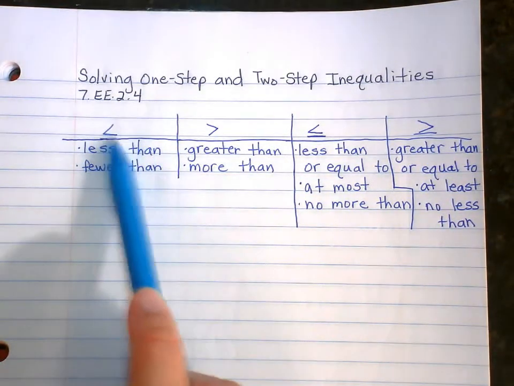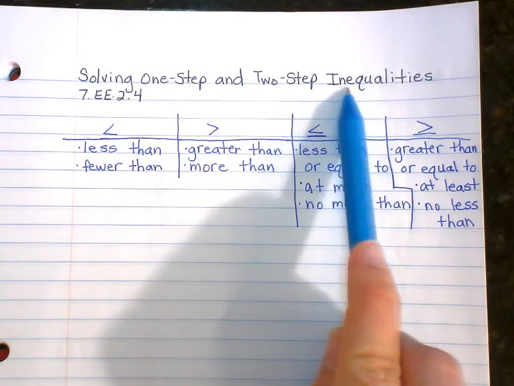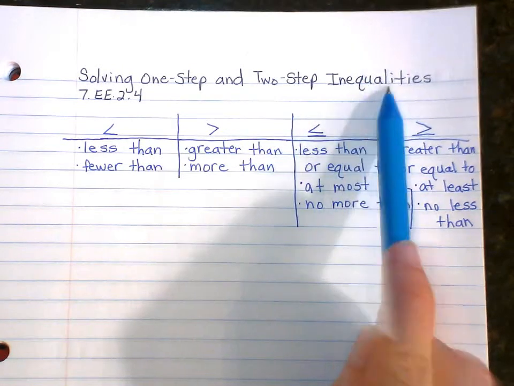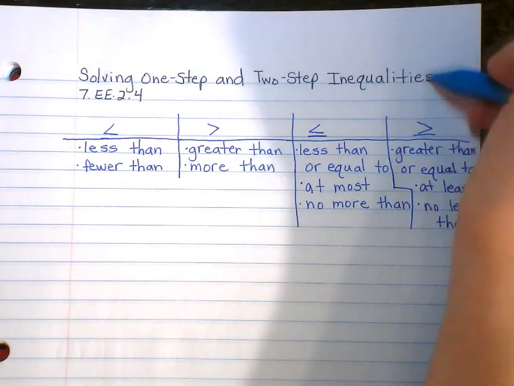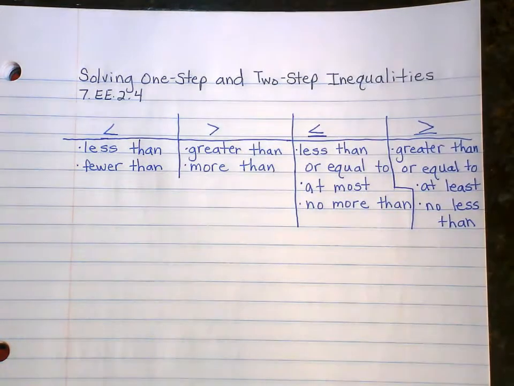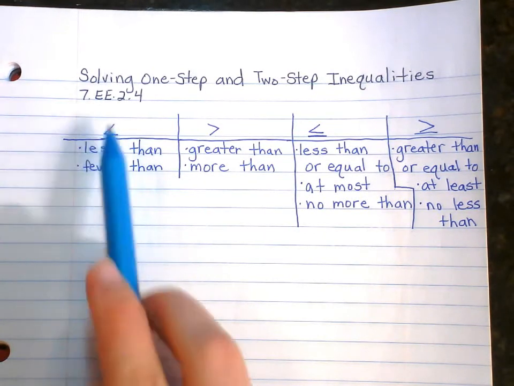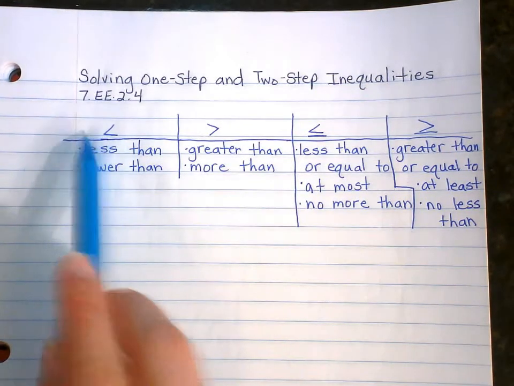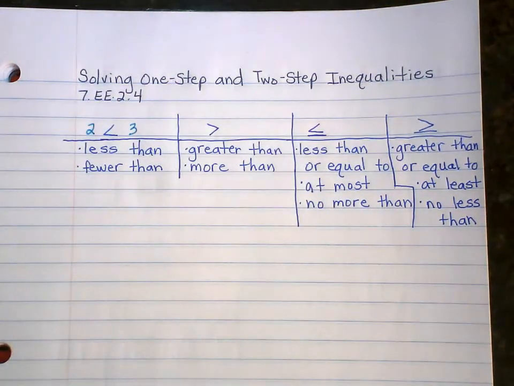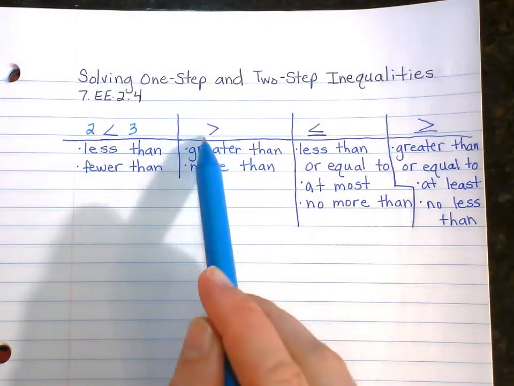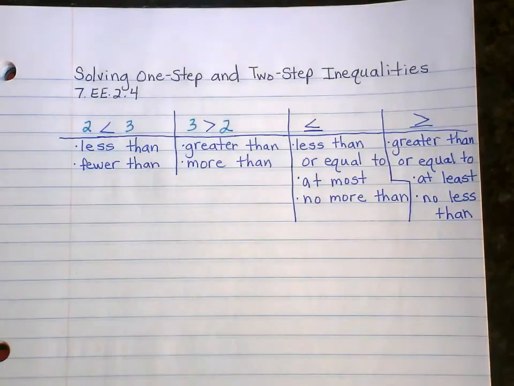Now, this sign, and I know you guys call them the gator faces, but they're inequalities. Inequality: in, un, not, equality, equal. So inequalities are just two expressions that aren't equal. They're unequal. So when the sign is this way, this means less than or fewer than. Like 2 is fewer than or less than 3. If the gator face is open this way, 3 is greater than 2, or 3 is more than 2.